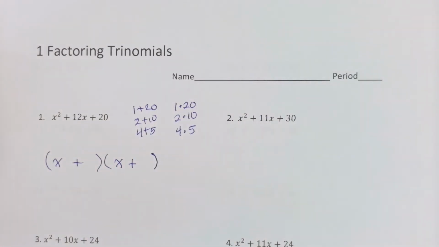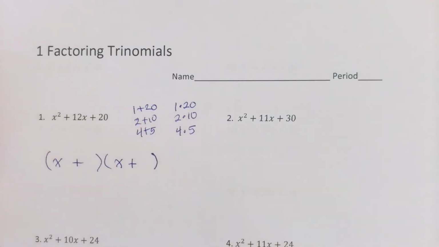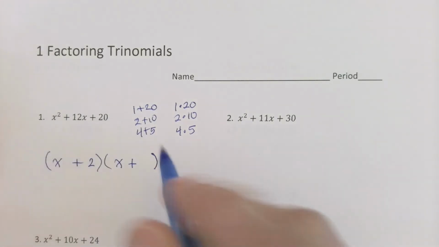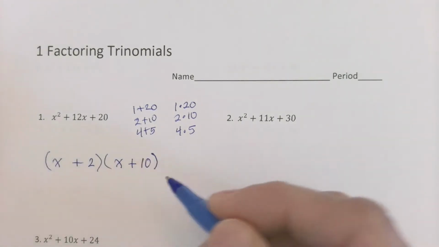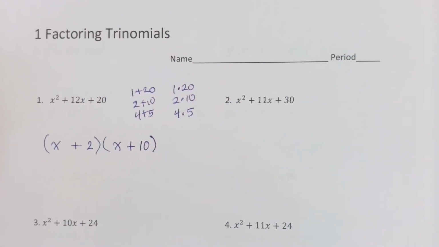They actually do two jobs. 2 times 10 makes 20, and 2 plus 10 makes 12. So now we have our trinomial factored as the product of two binomials. Now this problem's done, and it's correct, and now we're going to show you that it's correct.